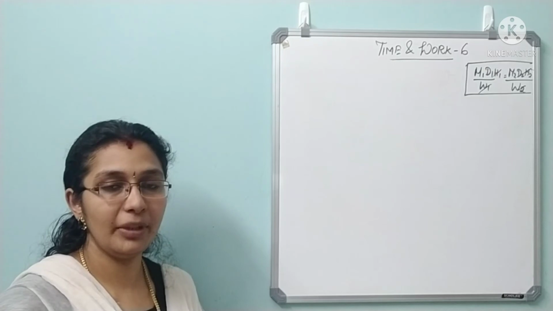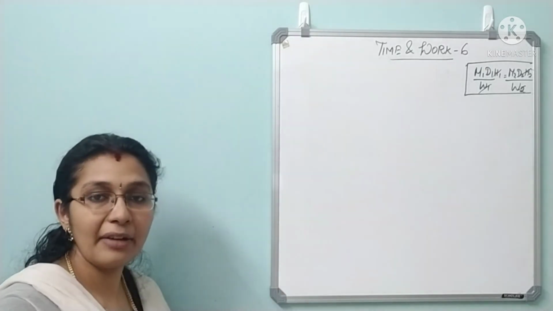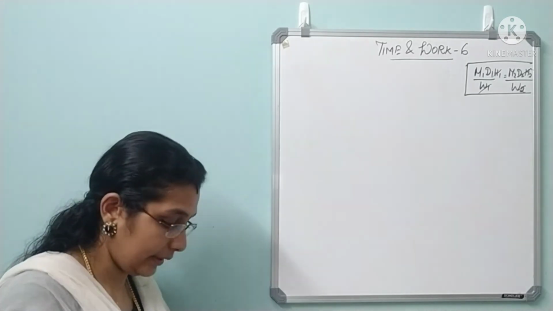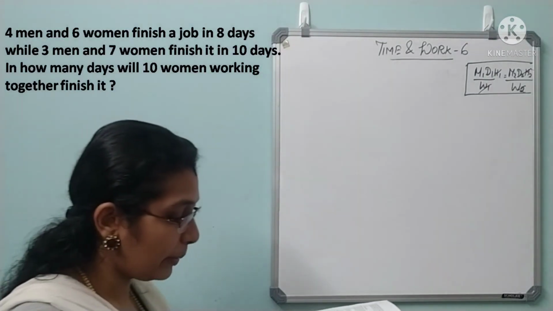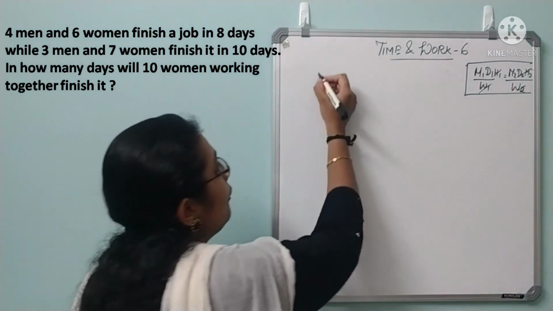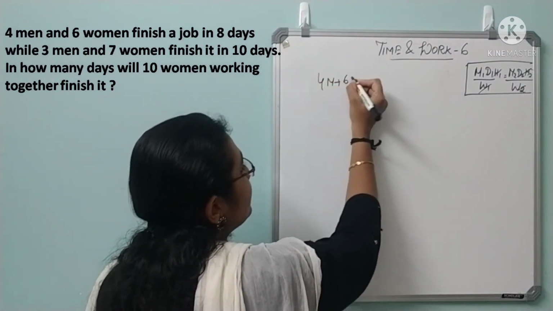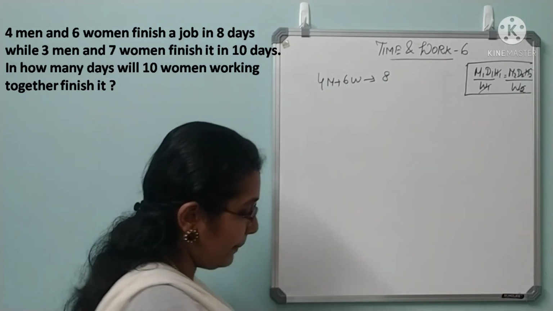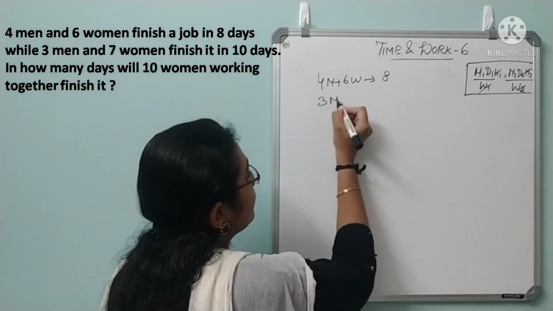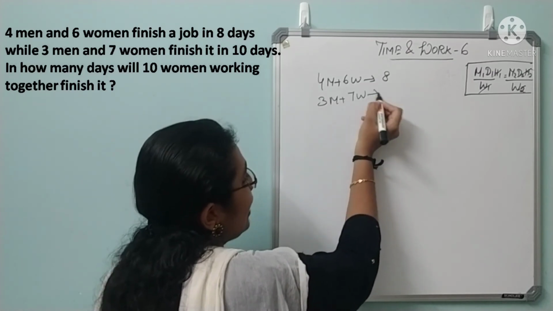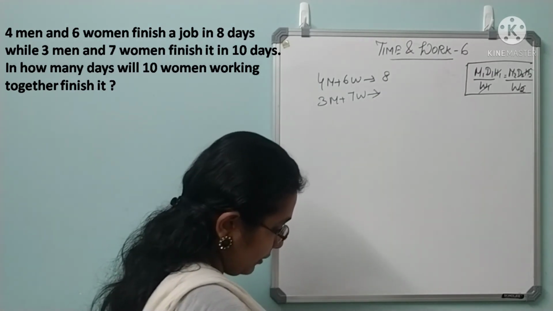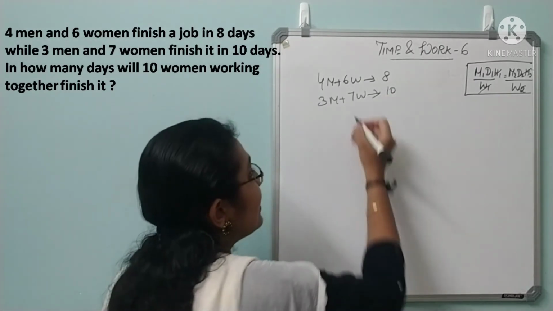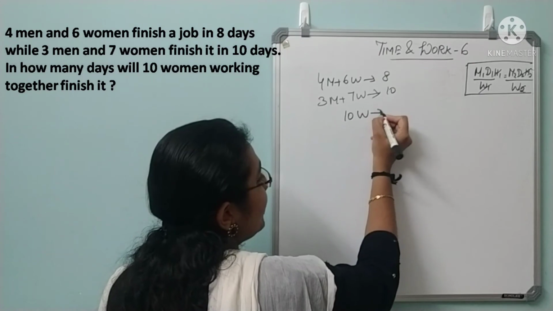You try to solve it by yourself, okay? Because if you have seen all the previous questions, obviously you can solve this question very easily. 4 men and 6 women can complete a work in 8 days, while 3 men and 7 women can complete it in 10 days. In how many days will 10 women alone complete it?